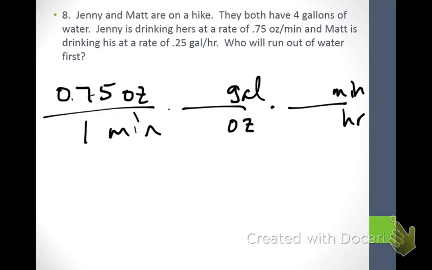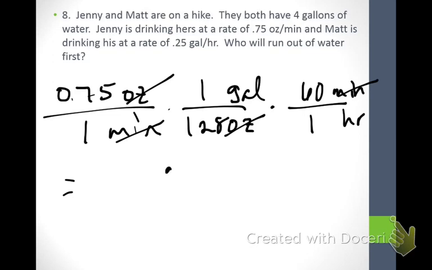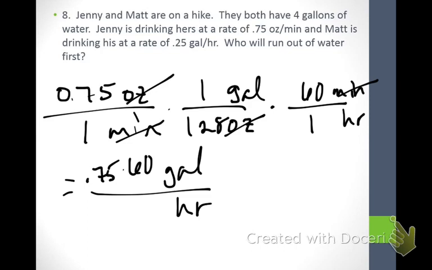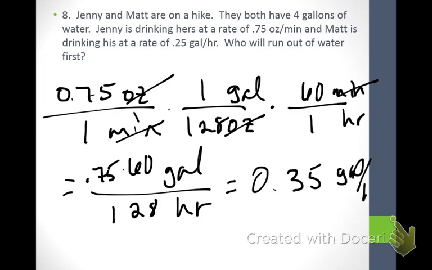Now put in your conversion factors. In 1 gallon, there's 128 ounces. In 1 hour, there's 60 minutes. We divide out our units that are going to divide out. And so we're left with gallons per hour. And we've got to do 0.75 times 1 times 60, or just 0.75 times 60. Then we got to do 1 times 128 times 1, which is 128. Which gets you to 0.35 gallons per hour.